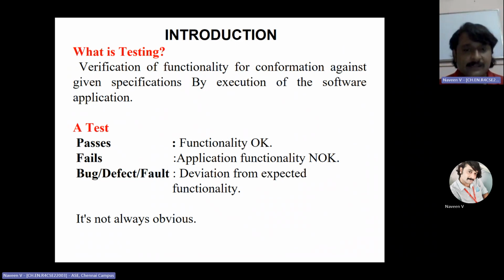When the functionality is okay, the test will pass. When the functionality fails, it means the application function is not okay at that time. And when we get a bug, defect or fault, it means there is some deviation from expected functionality. Pass is nothing but functionality okay. Fail is nothing but functionality is not okay. Bug, defect or fault is nothing but some deviation from expected functionality. That's it.